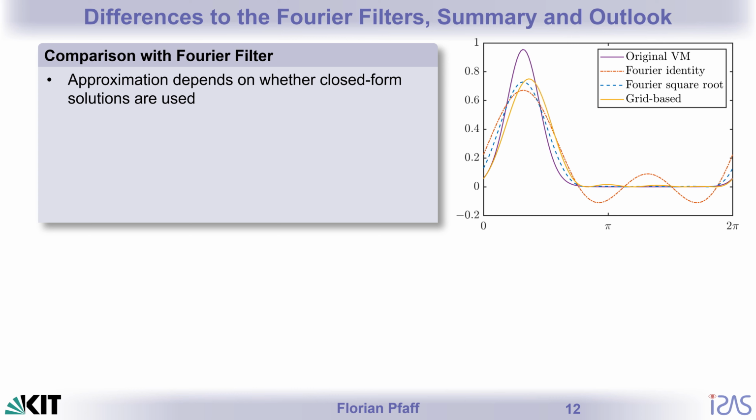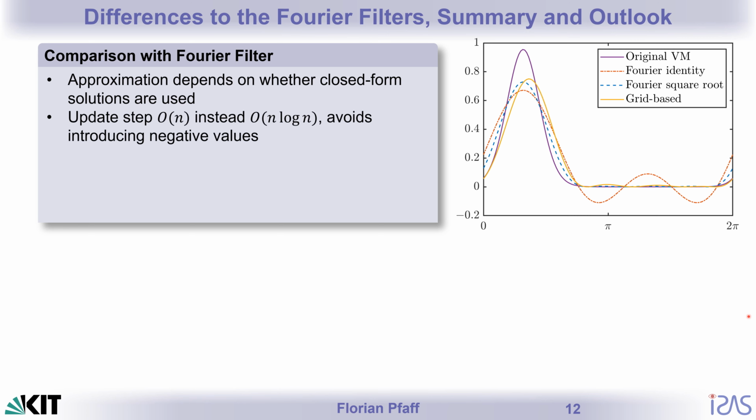Finally, let's give a brief comparison with the Fourier filters. The approximation depends on whether a closed form solution for the Fourier coefficients is used for the Fourier filters. What you can see is that the Fourier identity filter here contains negative values, which is not very good. Then you've got the Fourier square root filter here, which is much better in that regard. It does not have any negative function values here. And then you've got the grid filter here. The grid filter actually has the disadvantage that it does not have the benefit of these explicit formulae, so it does not perfectly grasp that mean correctly. But this is just the approximation step once.